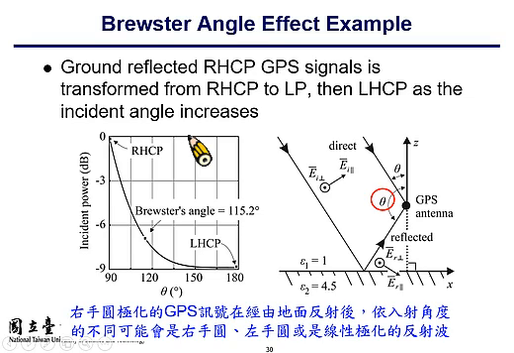Well, so let's look at it. Ground reflected right-hand circularly polarized signals are transformed from right-hand circular polarization to linear polarization, then left-hand polarization as the incident angle increases. So the incident angle defined here is theta.